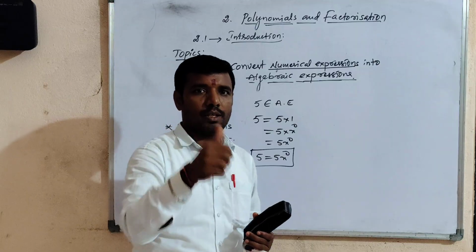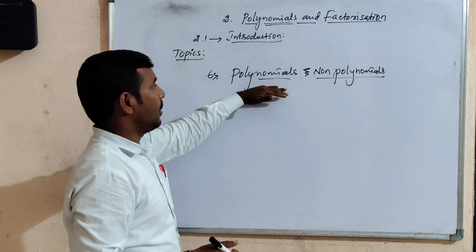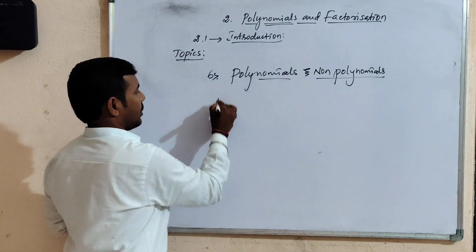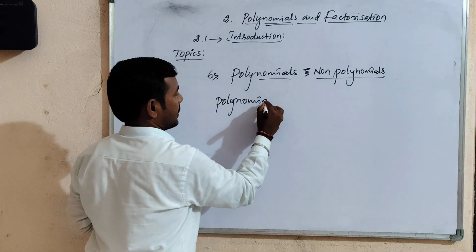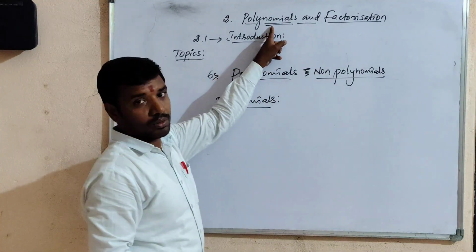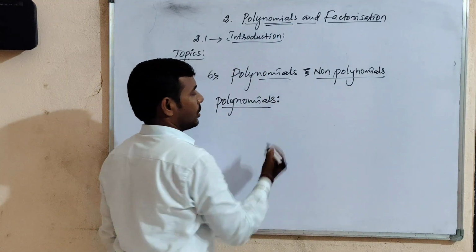Okay students, let us go with the sixth point. What is that? Polynomials, non-polynomials. What is actually a polynomial? I think it is your chapter title, polynomials. So carefully observe what a polynomial is.